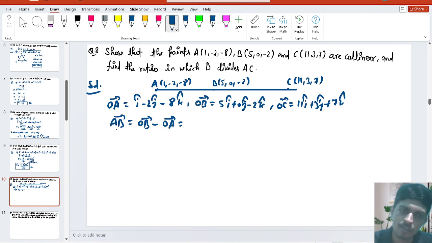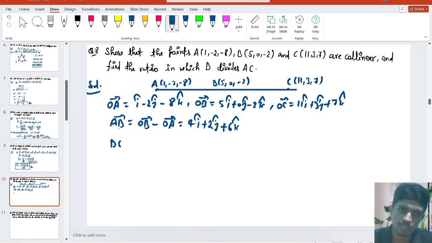Always we take the direction from the end, so first we write the position vector of B minus the position vector of A. We already talked about it. So OB minus OA: 5i cap minus i cap is 4i cap, and 0j cap minus (minus 2j cap) becomes 2j cap, and minus 2k cap minus (minus 8k cap) is plus 6k cap. So simplify it, and now take the vector BC.